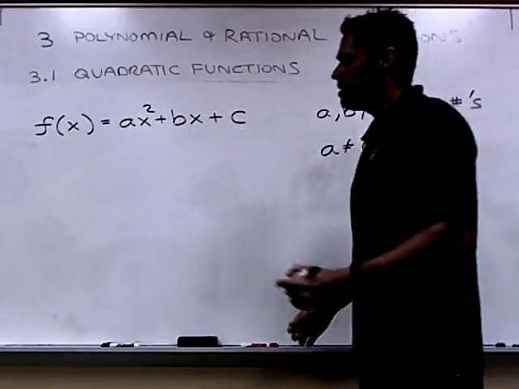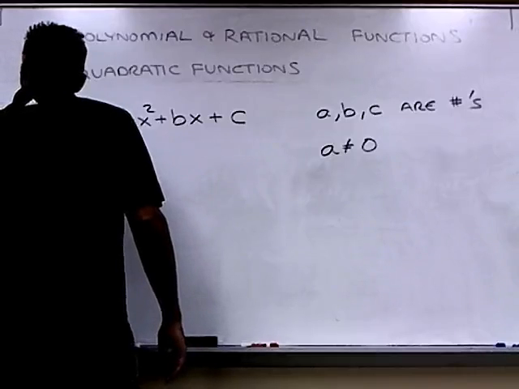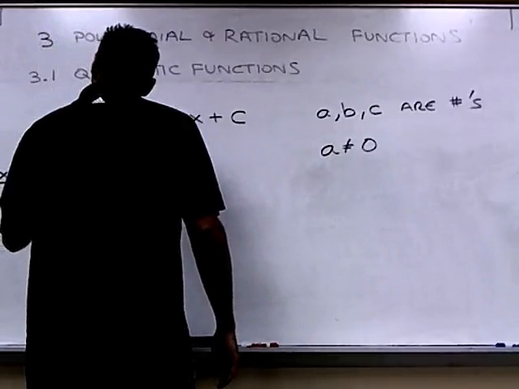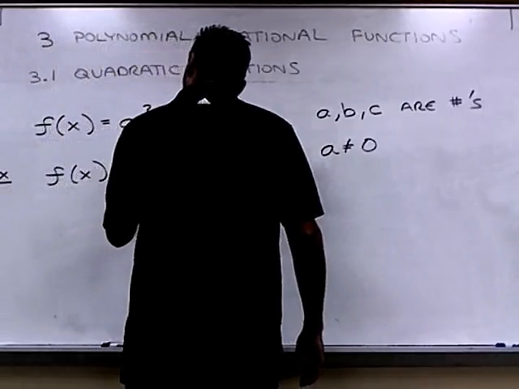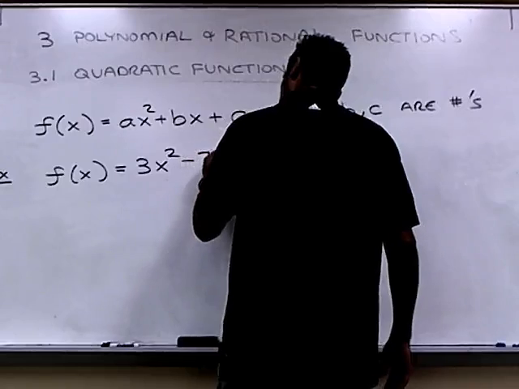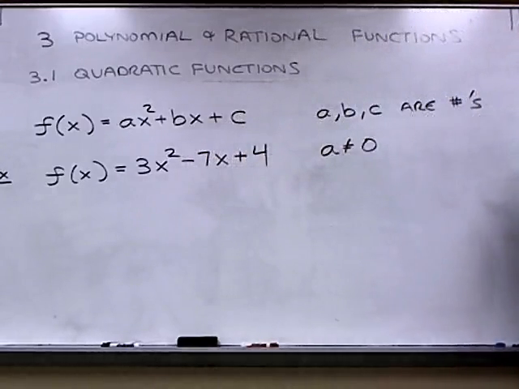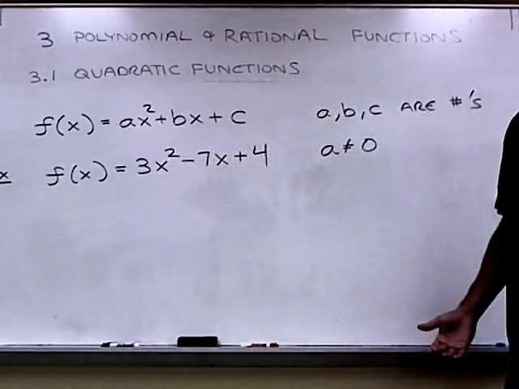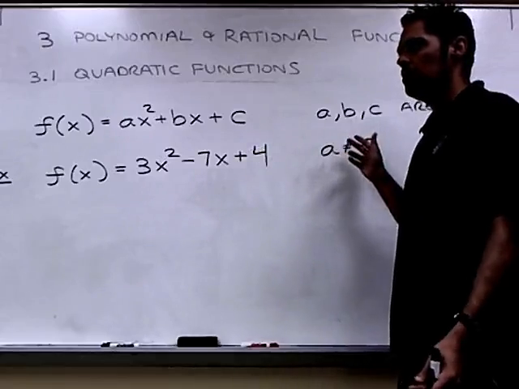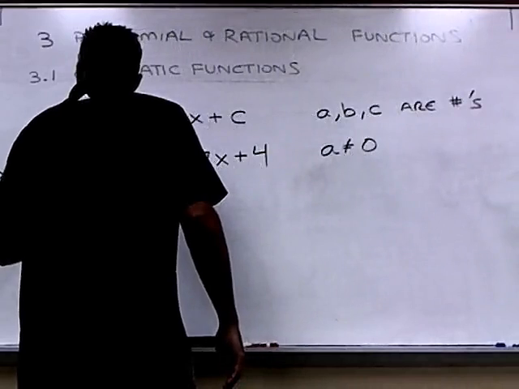So let me give you some specific examples. That's the general form. So an example, you tell me if this is quadratic or not. It's quadratic? Yes? What's A? B? C? 4. So 3, negative 7, 4. Got it? Would this be a quadratic function?